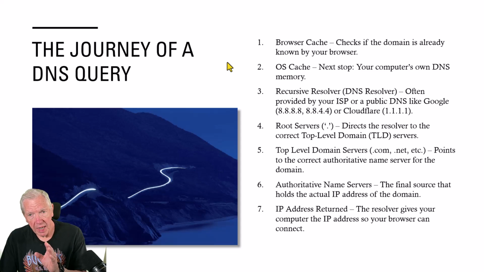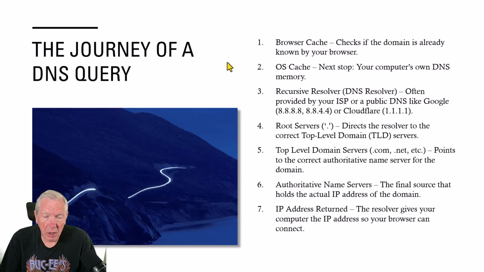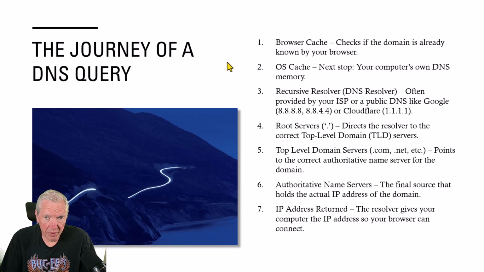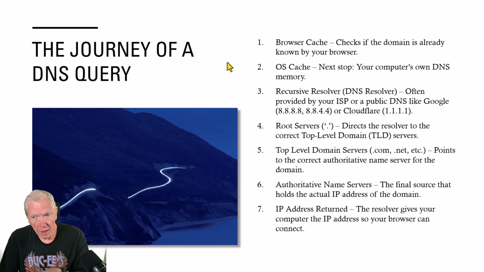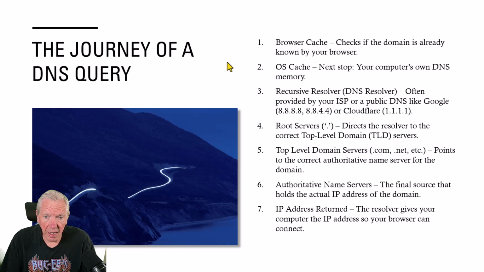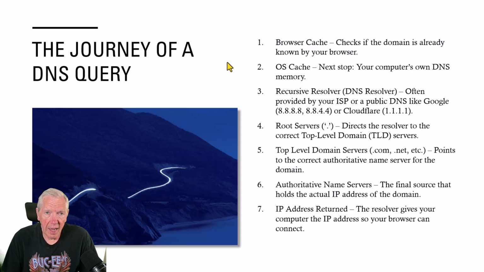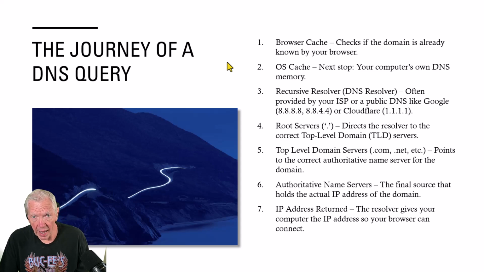Now, if you can't find it in either of these locations, the next thing we're going to do is go to what's called a recursive resolver or a DNS resolver. This is very often provided by your ISP, or it could be a public DNS like Google, whose addresses are 8.8.8.8 and 8.8.4.4. And there's another famous company called Cloudflare. They have a DNS address 1.1.1.1. We'll learn about a couple of others.